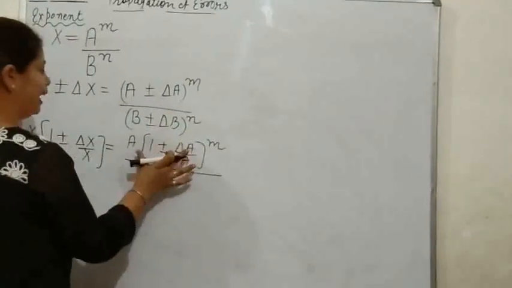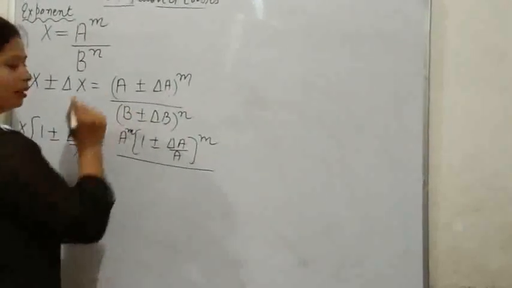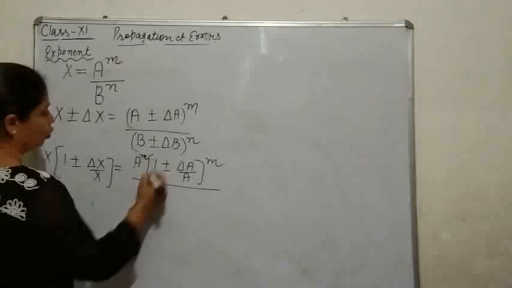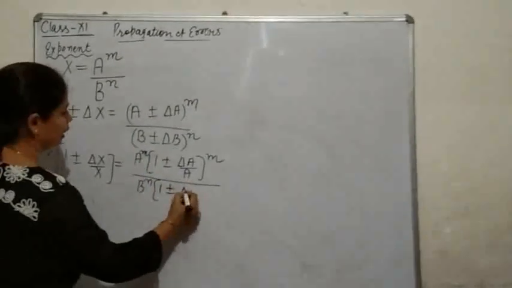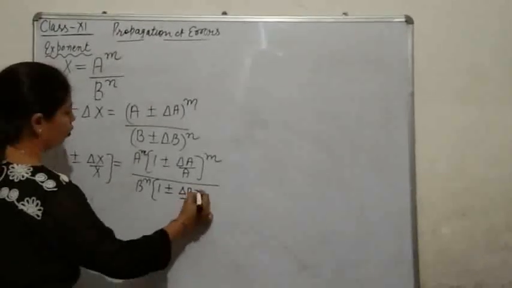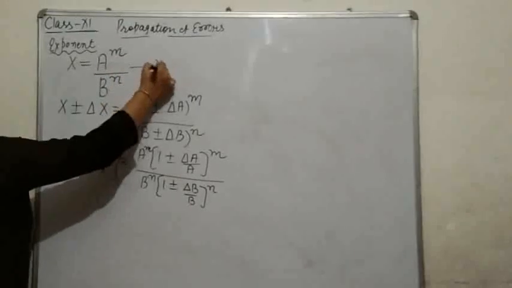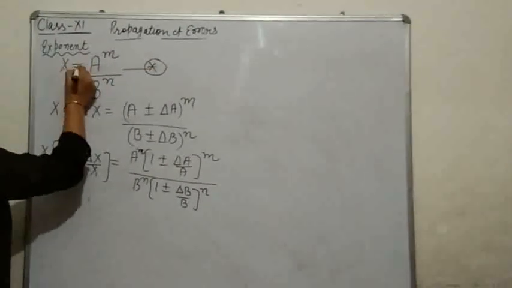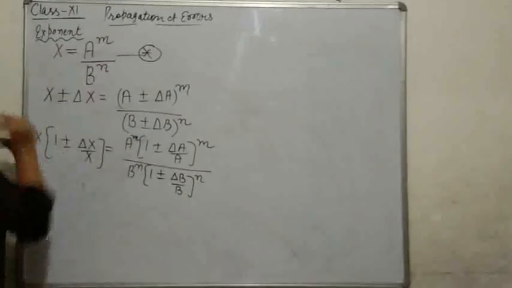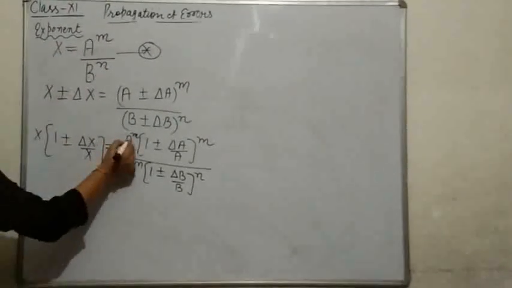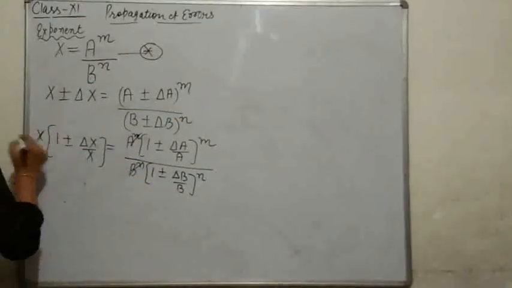If we take b common out from this expression, having power n, it will be equal to 1 plus minus delta b upon b whole raised to the power n. As from the start, it's clear that x is equal to a raised to the power m upon b raised to the power n. So x is equal to a raised to the power m upon b raised to the power n. So it will cancel out.